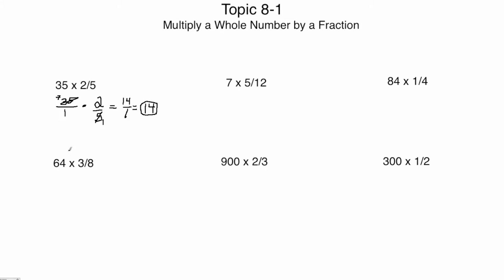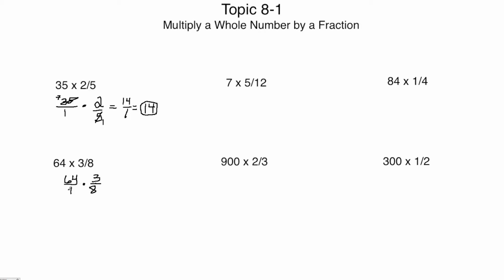All right, let's go down to the second problem. Go ahead, push pause, and see if you come up with the same answer as I do. Okay, so we're going to rewrite 64 as an improper fraction, the golden rule. I'm going to put it over 1. There are no mixed numbers. This is a fraction, so rewrite it as is.